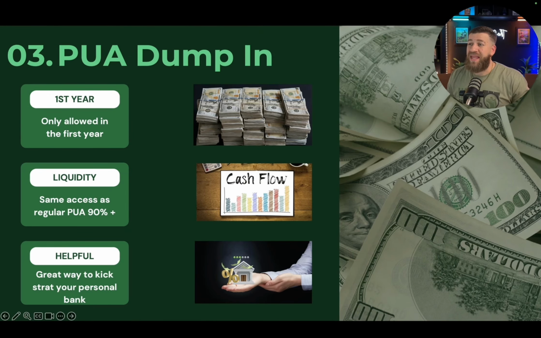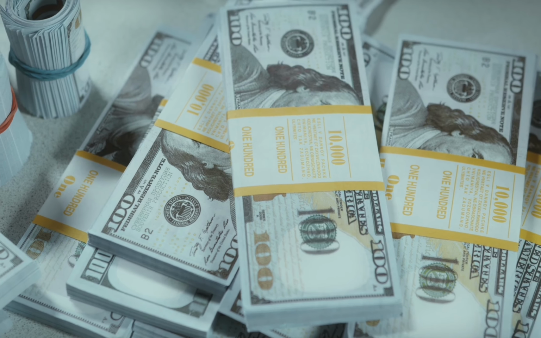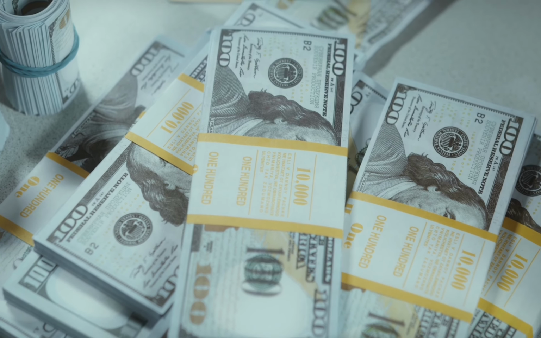All right, so next up is the dump-in, which is also a PUA rider allowed in the first contract year. This rider will act just like the normal PUA in regards to the amount of liquidity that you'll have access to. So remember, 90+%, but again, it can only be funded within the first year. This is often a great option if you have an additional large sum of cash that you don't expect to be receiving on an annual basis. This really gives that policy a kickstart so you can have a nice, huge pile of money that you can pull from while it's still working for you in the policy.